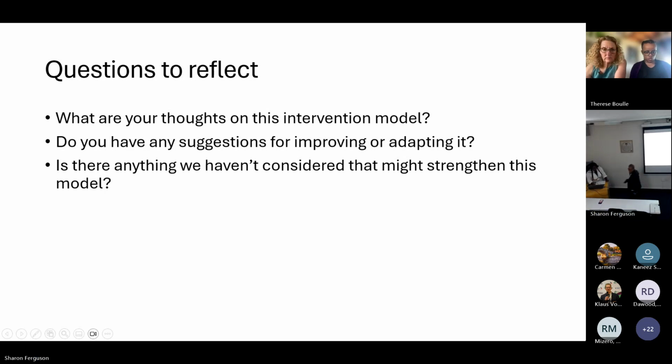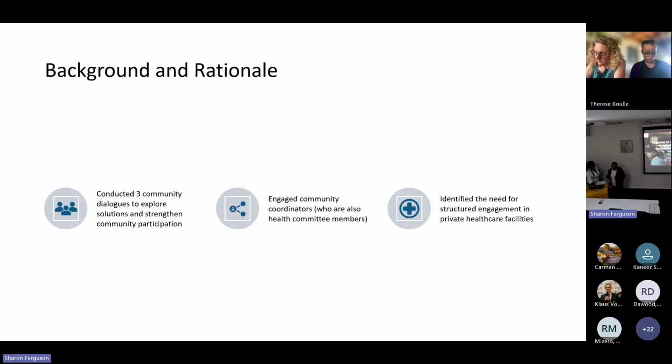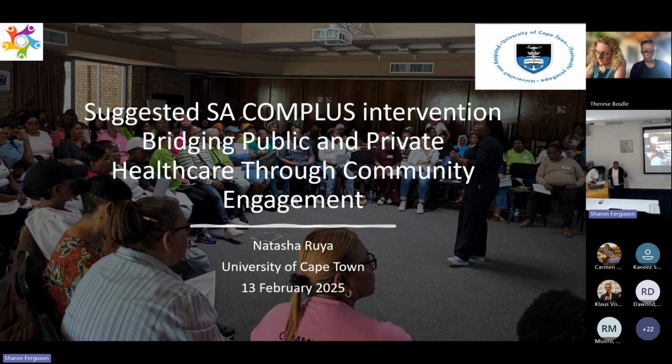So the question for us as communities is, will this model work for us? Yes, but we do need the support of the university, we need the support of the Department of Health, and we need the support of the private provider, as has been proven by our meeting this morning with the private provider. Will they be willing to give us access to this?